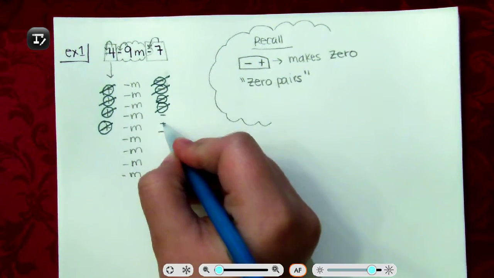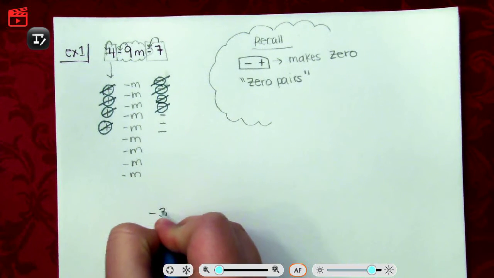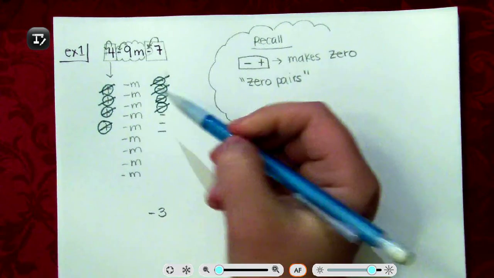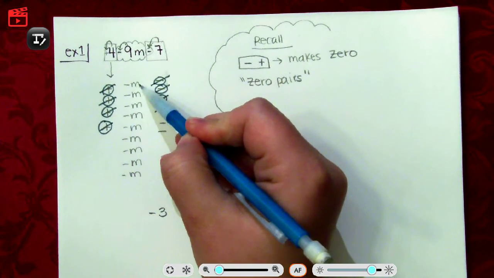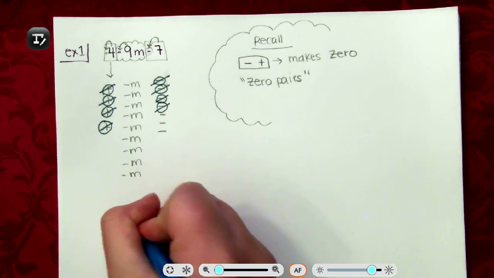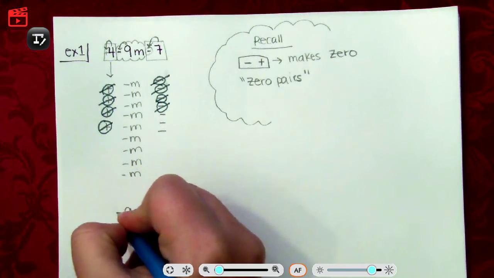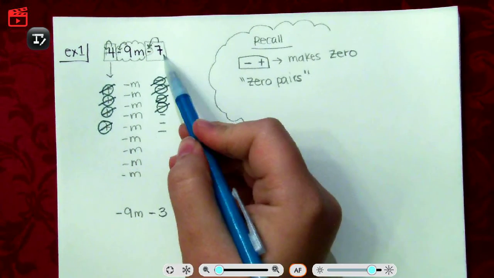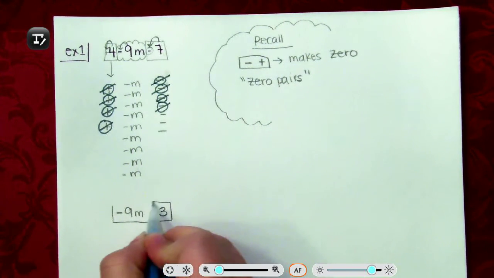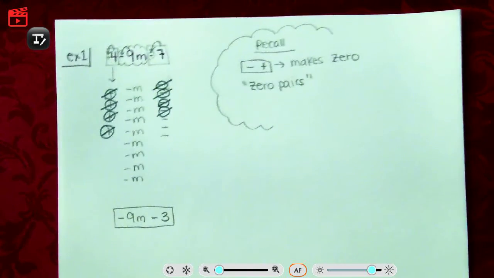All right, so let's count what's left over. I have 1, 2, 3 negatives left over. So I have -3. Remember, you're always putting that sign in front of the quantity, in front of the number. And then I'm looking at how many m's I have. I have 1, 2, 3, 4, 5, 6, 7, 8, 9 m's. So 9 m's. And what's the sign in front of them? It's a negative. So this expression that we started with simplifies to -9m minus 3.